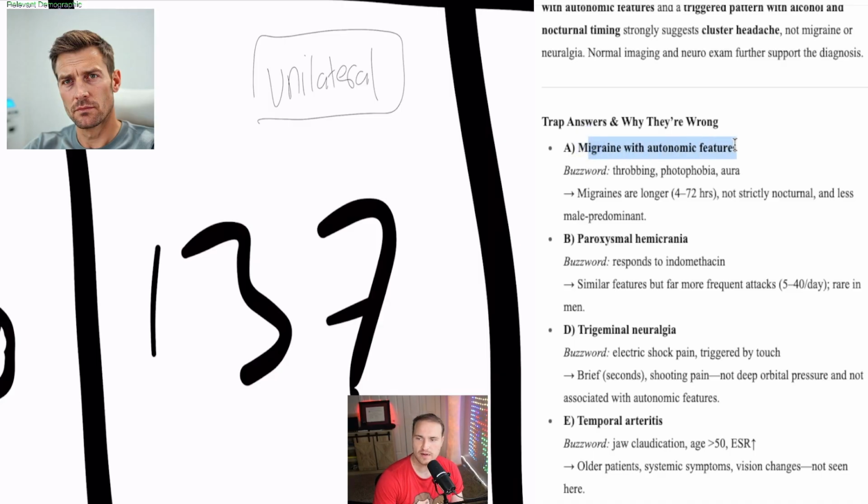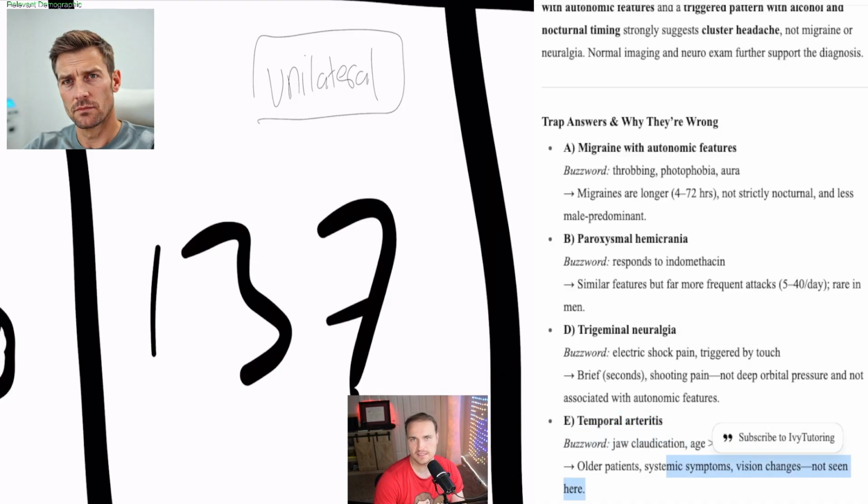So migraine with autonomic features, these are longer, 4 to 72 hours, and not male predominant. Paroxysmal hemicrania, response to indomethacin. That's going to be rare in men, and also you're really not going to see that tested on Step 1. Many more frequent attacks would be seen there. Trigeminal neuralgia would have electric shock pain that's triggered whenever you touch something. Temporal arteritis is jaw claudication, and the ESR would be elevated, and here you have vision changes as well.